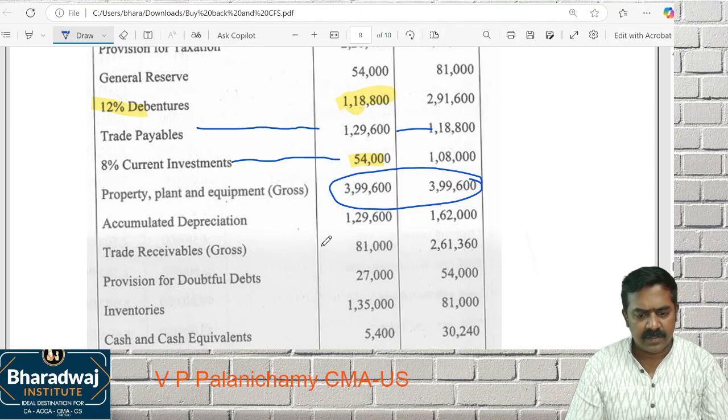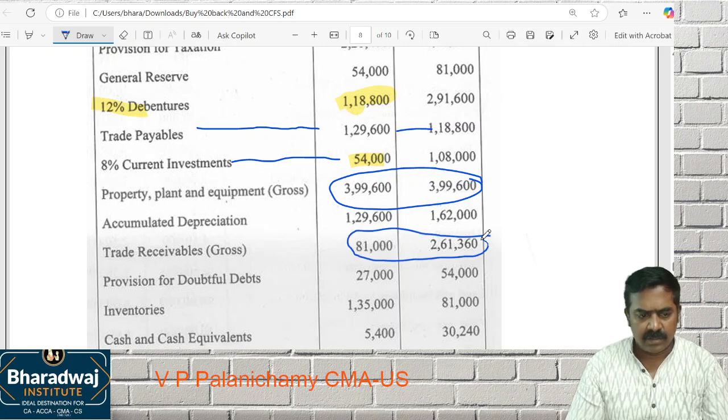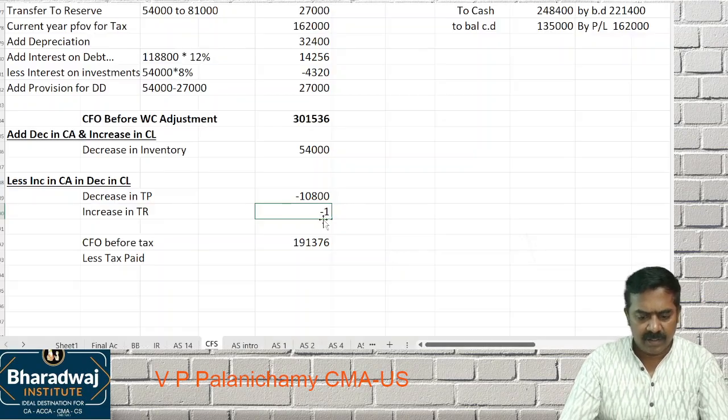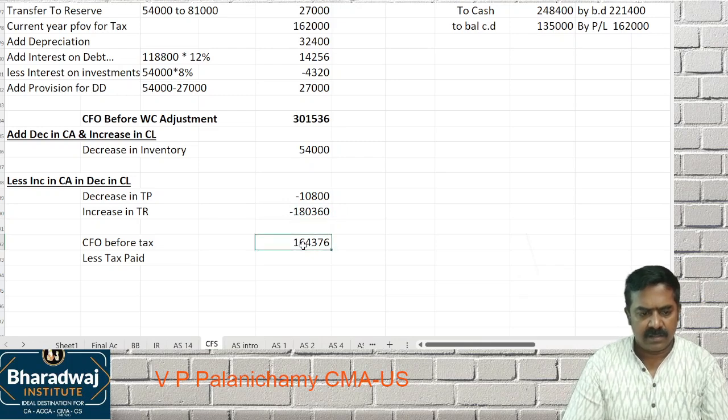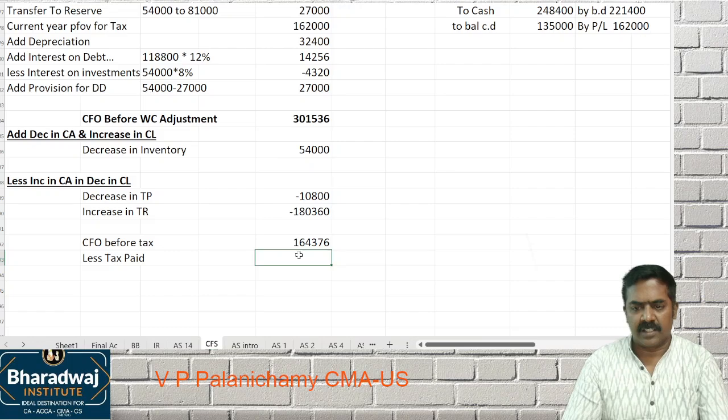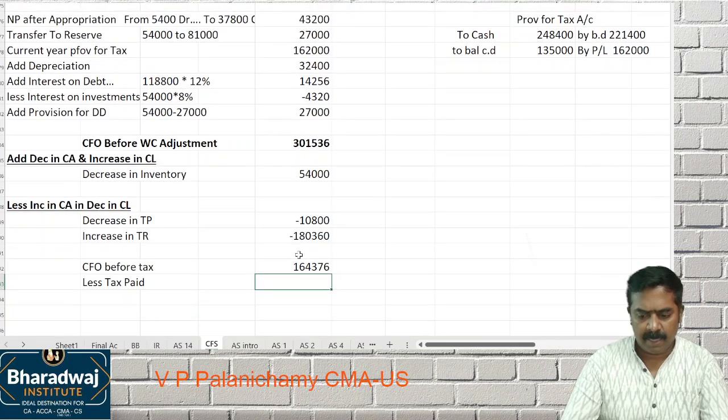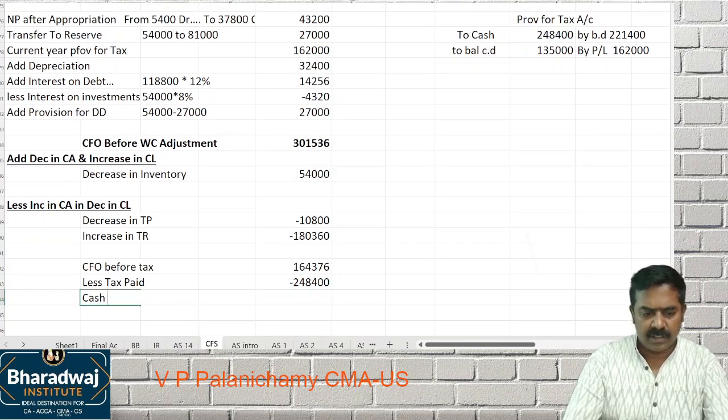Look at trade receivables, gross to gross, 180,360. Then less tax paid. What is the tax paid? So it will give us cash outflow from operating activity.